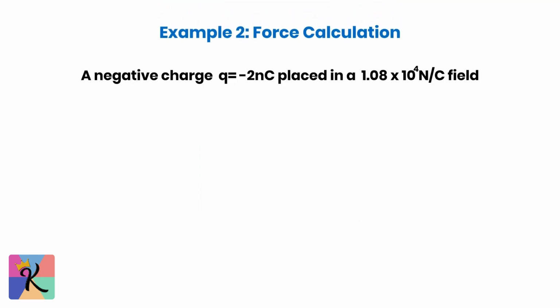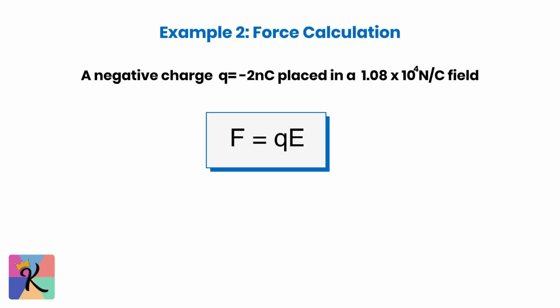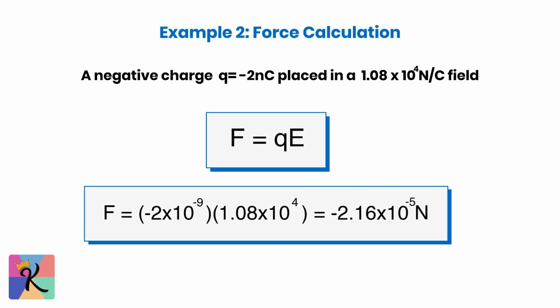A negative charge Q equal to minus 2 nanocoulomb is placed in a 1.08 times 10 raised to power of 4 Newton per Coulomb field. The force is minus 2.16 times 10 raised to the power of minus 5 Newton. The negative sign indicates that the force is opposite to the field direction.